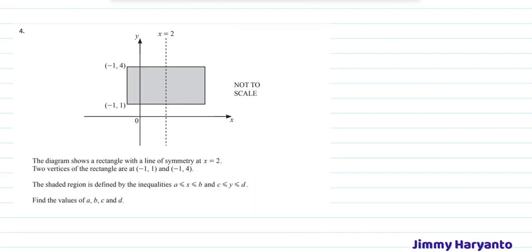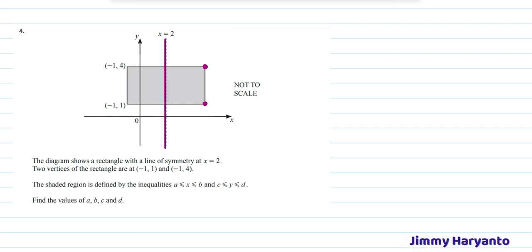Okay, next is question 4. For question 4, we have to start from this line. The question says that it is a line of symmetry. A line of symmetry means a line that divides the shape into two equal parts. That means you can find this coordinate first.